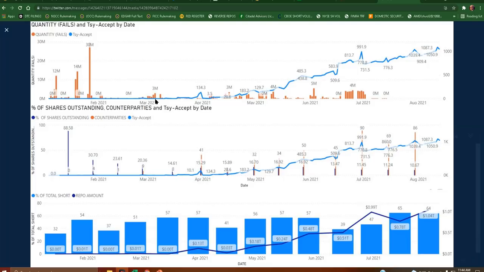Okay, so I'm just going to share this with you all real quick. Me and a couple others are building a model that is going to incorporate various different data sets.